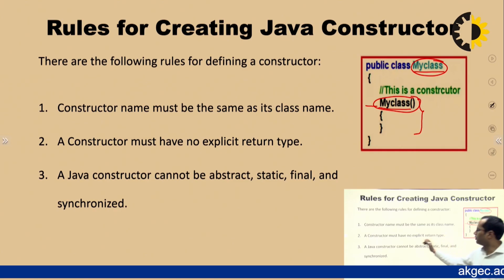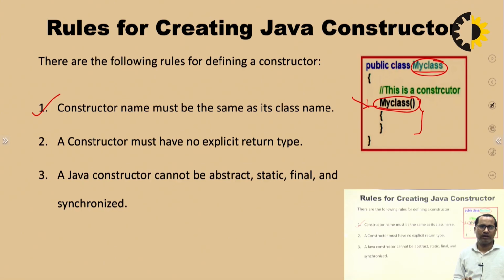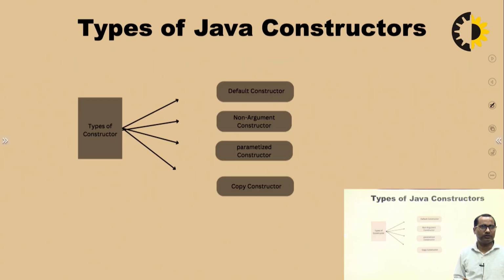So the first rule is that the constructor name must be the same as its class name. And here we can see there is no return type mentioned. A constructor must have no explicit return type. A Java constructor cannot be abstract, static, final, or synchronized. That means we don't need to mention any return type or such modifiers here.